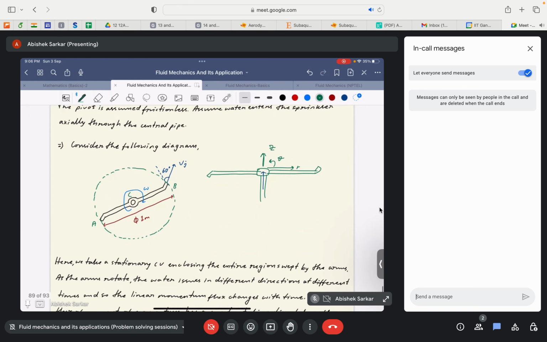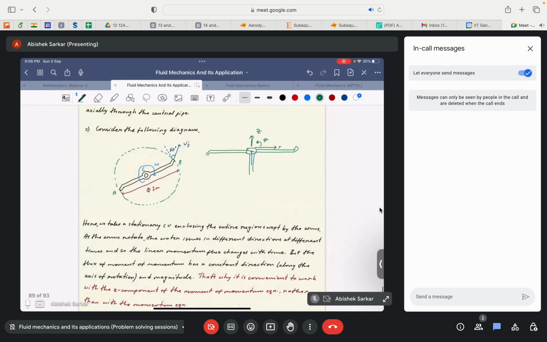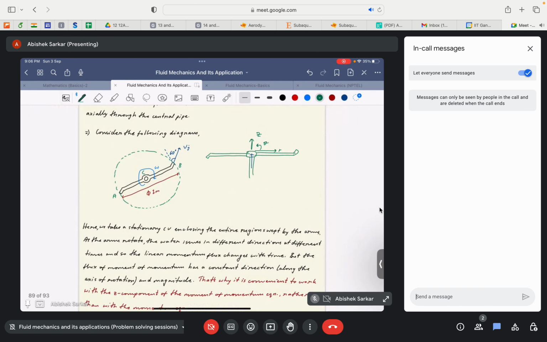It's quite a conceptual problem. So let me go through all the assumptions and steps that we need to consider so that it becomes distinctly clear, and so that you can deal with such problems in the later part of the course as well. The application of angular momentum is, I won't say tricky, but highly conceptual. So let's go step by step through the implementation of the angular momentum equation.